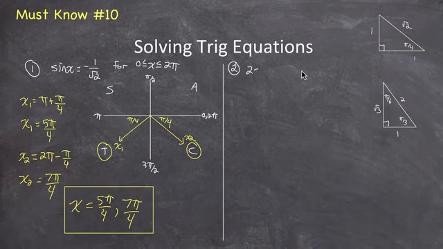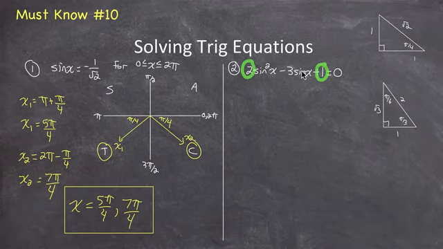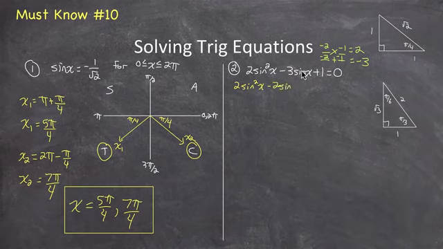Let's say we have 2 sine squared x minus 3 sine x plus 1 equals 0. I would start by factoring this quadratic expression by finding numbers that have a product of 2 times 1, so a product of 2, and a sum of negative 3. The numbers that satisfy that product and sum are negative 2 and negative 1. There are lots of factoring methods you could use. I'll just split the middle term of this quadratic into negative 2 sine x minus sine x.